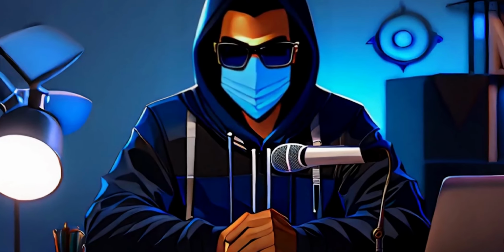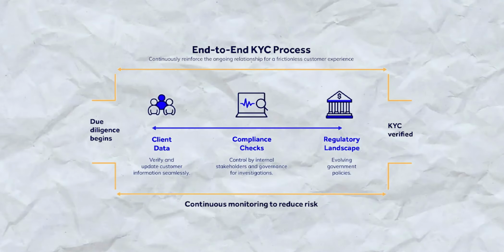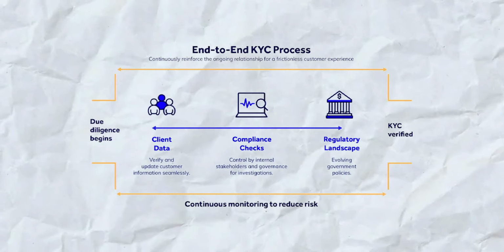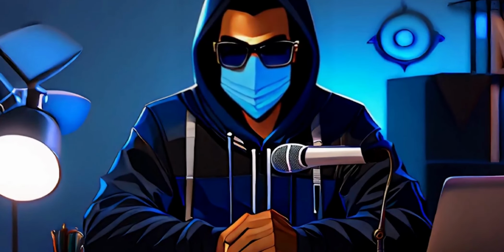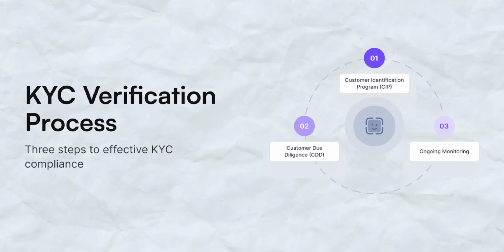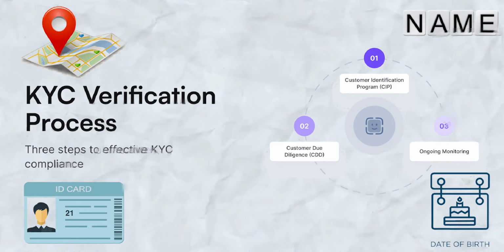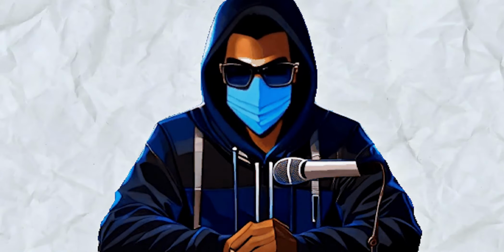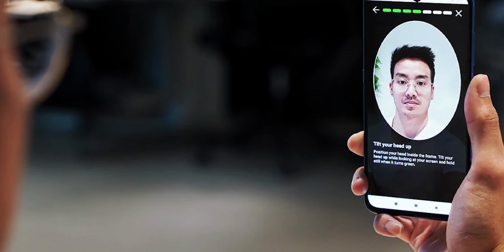What is an important KYC feature? KYC, or Know Your Customer, is a process designed to verify the identity of customers to prevent fraud and illegal activities. Here's a brief explanation of KYC levels. KYC Level 1, basic verification that includes collecting essential information like name, address, date of birth, and government-issued identification number. It's typically done through documents like a passport, driver's license, or ID card, and your selfie.